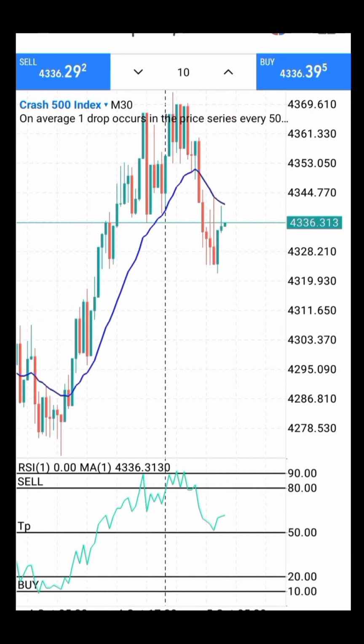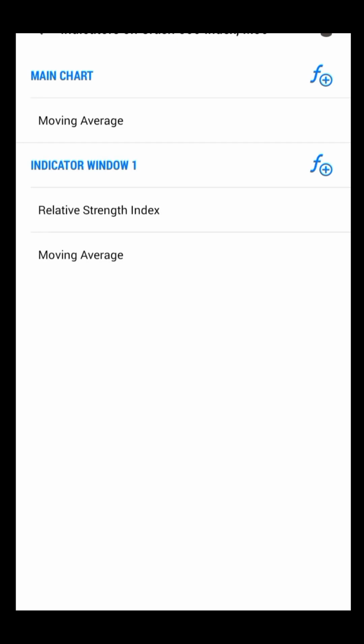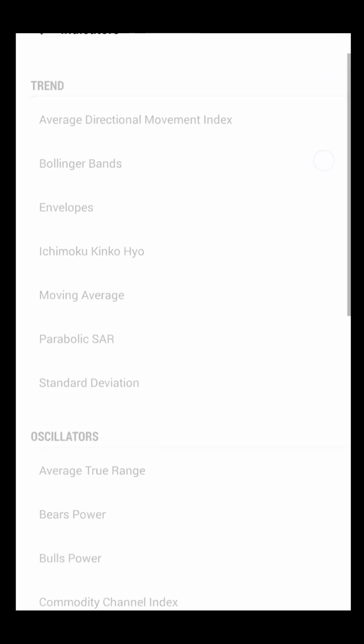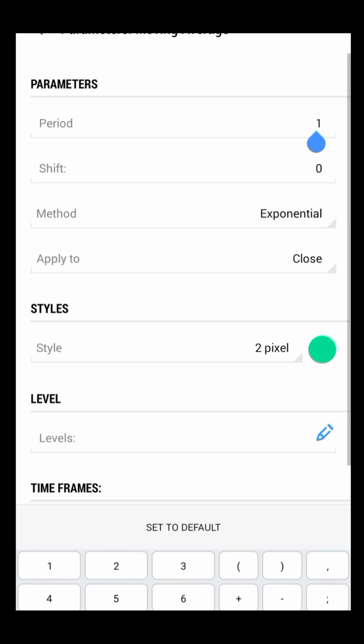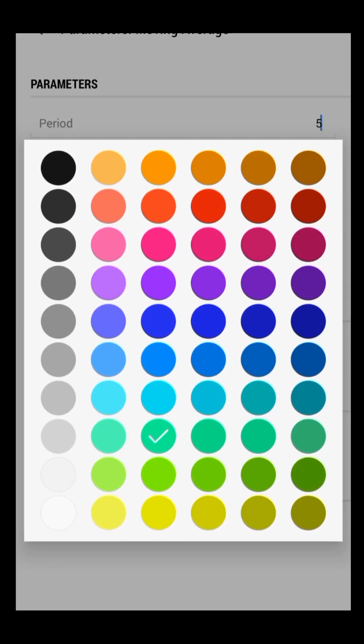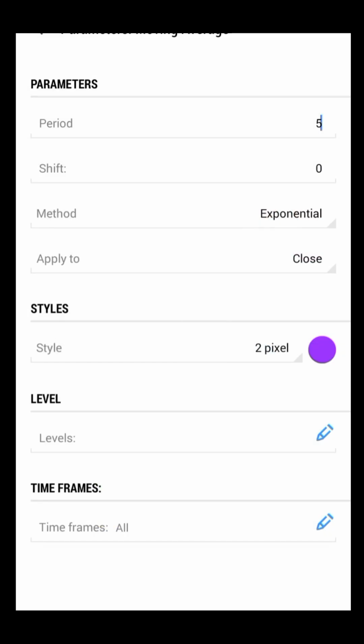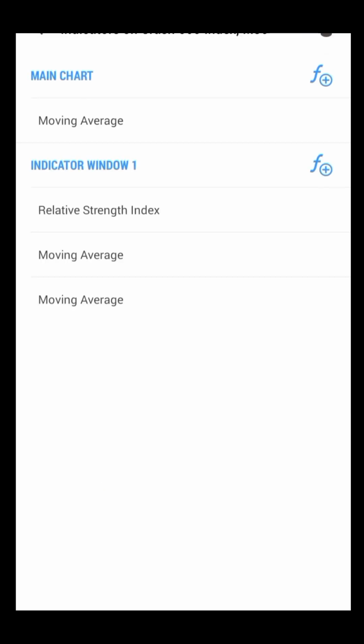So let's go back to the indicator window again. We have to add another moving average, which is going to be period 5. We are only changing the color now, changing the color to another one. Let me pick this color. You can use any color of your choice, then click on done.